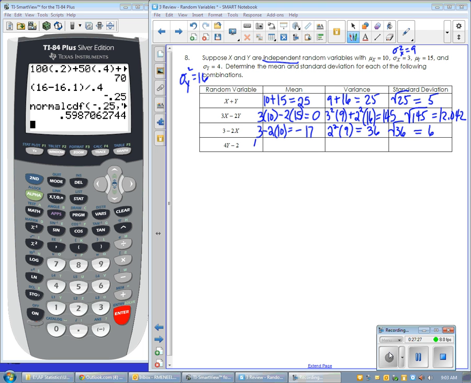And then 4y minus 2, that's just going to be 4 times 15 minus 2, and that gives me a mean of 58. The variances, again, I'm going to square that 4 times the 16. Subtracting 2 is not going to affect the spread. And when I take the square root of 256, I get 16. So there are a couple that I think kind of go against what you might expect, and that would be the variance and standard deviations for these two. Because you're always adding when it comes to variance and standard deviation.